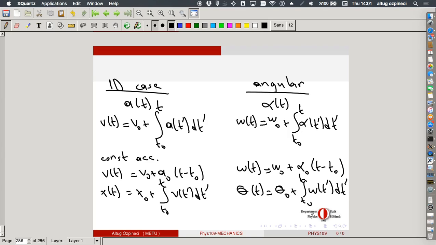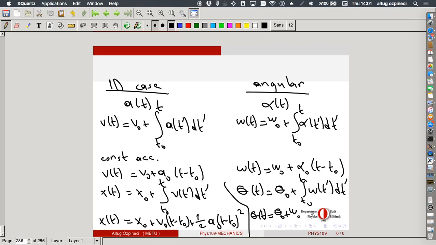Or again, back in the special case of constant acceleration, x of t is equal to x0 plus v0 times t minus t0 plus 1 over 2 a times t minus t0 squared. And in the case of the angular variables, we have theta of t is equal to theta 0 plus omega 0 times t minus t0 plus 1 over 2 alpha times t minus t0 squared.